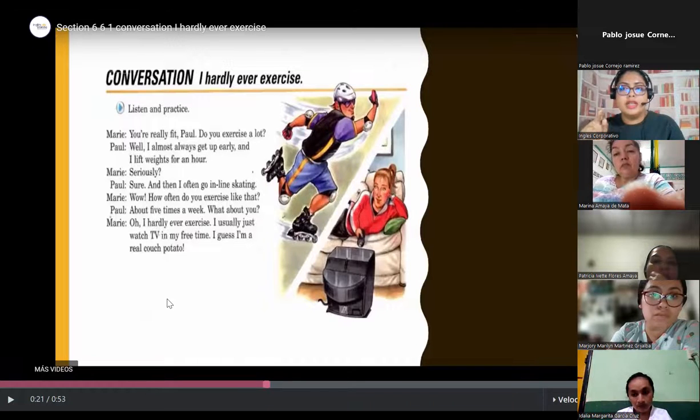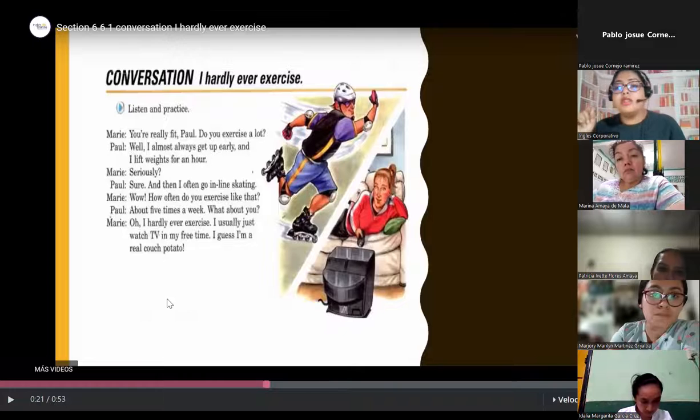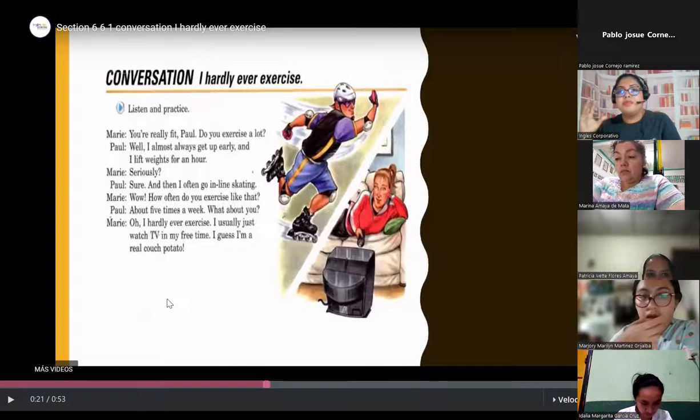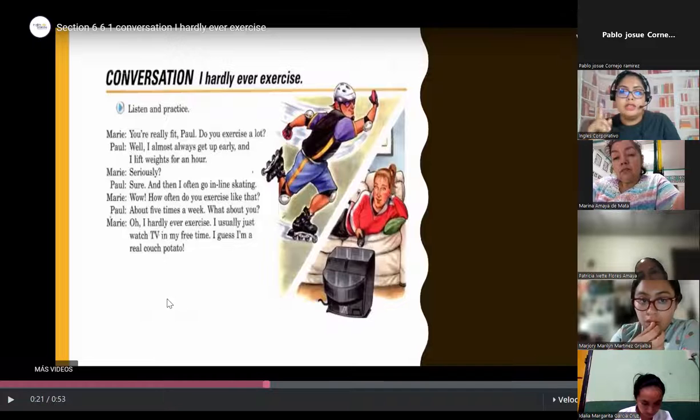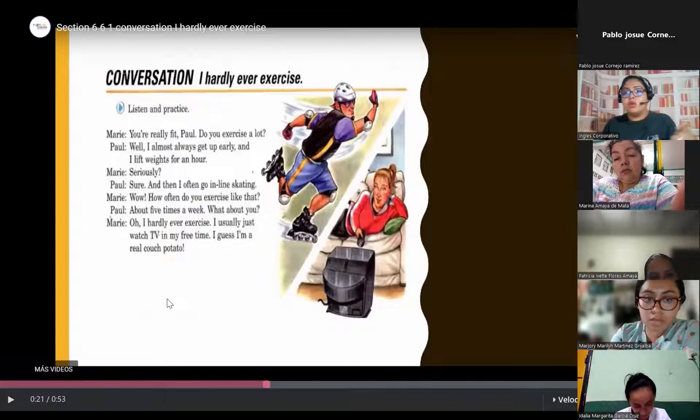Well, I almost, here is the thing that we are going to focus on. I almost always get up early and I lift weights for an hour. I almost always. In this case, it is not saying that 100% of the time he is doing this activity. He almost always, casi siempre, no siempre, casi siempre se levanta temprano to do this kind of activity. Seriously, sure. And then I often, that is another one, I often go inline skating. Wow, how often? This kind of question. How often do you exercise like that? And he said, about 5 times a week. It's a lot of time, but it is not the whole week. So he does these activities 5 times a week.